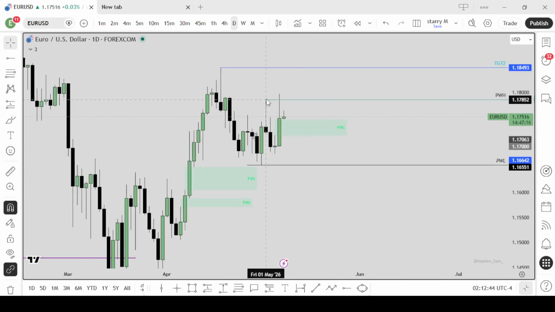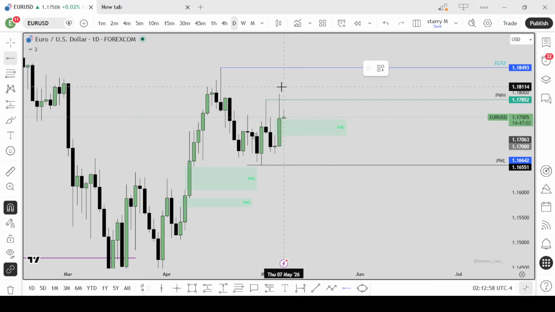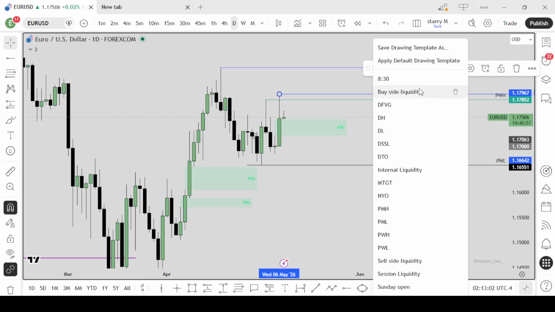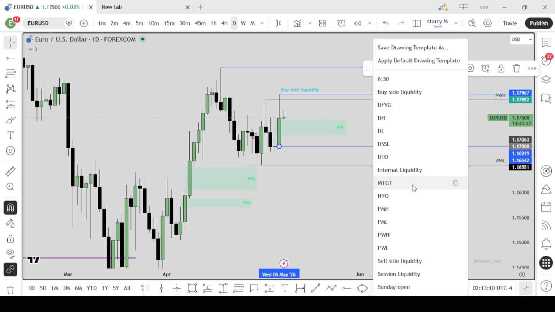And we currently took out our prior week high, yet on the GU we are yet to take our prior week high. Okay, so let's mark out our buy side liquidity and sell side liquidity, which just refers to the prior day high and prior day low, the high and the low of yesterday's range.